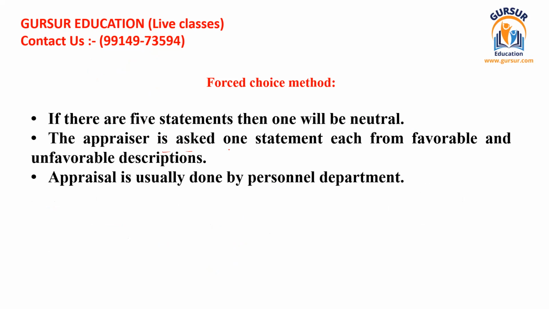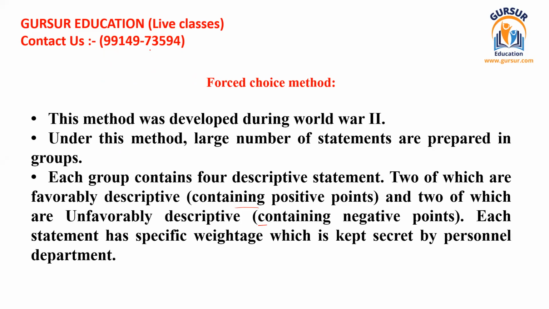Then the appraiser is asked to choose one statement each from the favorable and unfavorable descriptions. He will be asked: one question shall be positive, one will be negative. Then on the basis of the answers given by the appraiser, and multiplying these answers by the weights assigned, the final evaluation of the employee shall be done. So this is the method known as the forced choice method. The only thing to remember is that all the statements are grouped in two different groups. First is favorably descriptive, second is unfavorably descriptive. So that was the forced choice method.